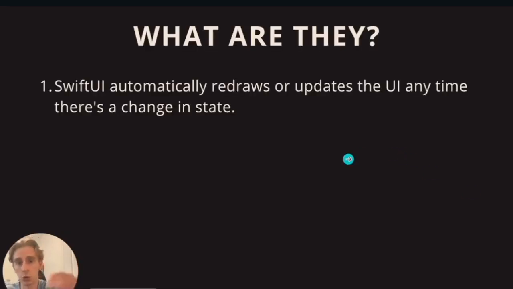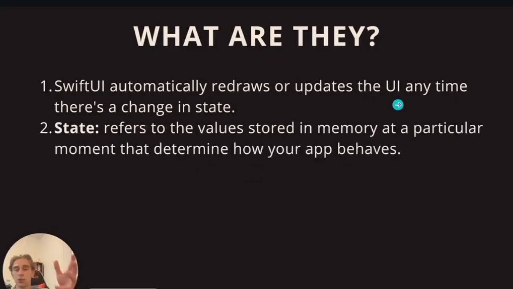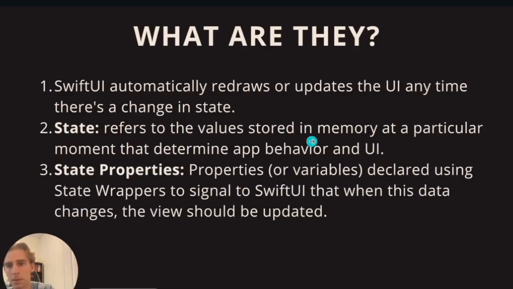So, what is this? SwiftUI is going to automatically redraw or update the UI anytime there's a change in a state. Now, a state refers to the value stored in memory at a particular moment that determines how your app behaves and also how your UI is going to look. So state properties are properties, or essentially variables, that are declared using these things called state wrappers, and we'll look at those later, to signal to SwiftUI that when the state changes, SwiftUI needs to go and update the actual user interface. And I'll give you a visual representation of that in just a sec.